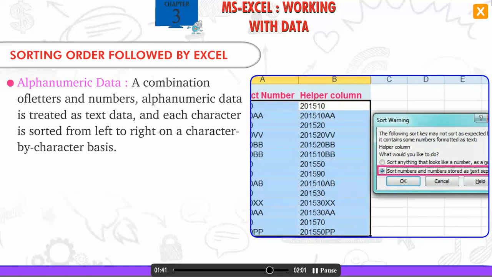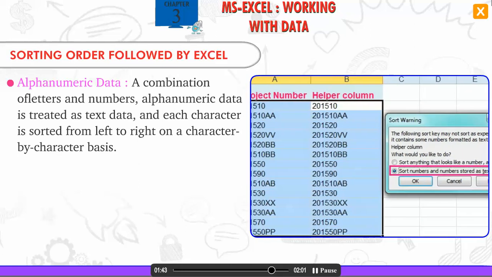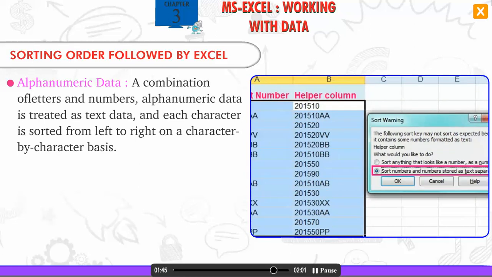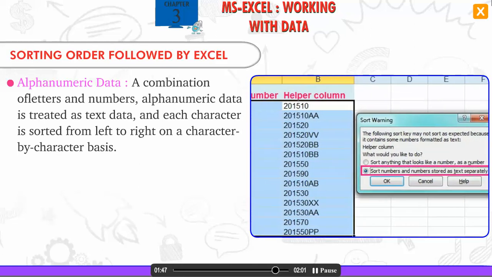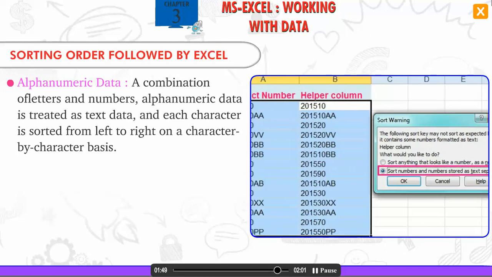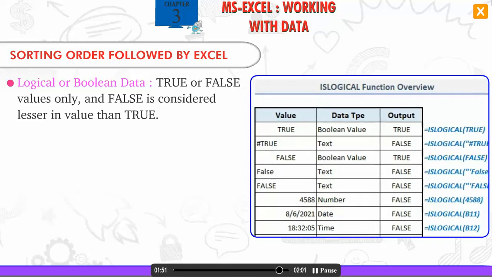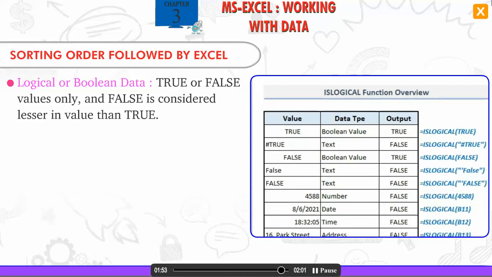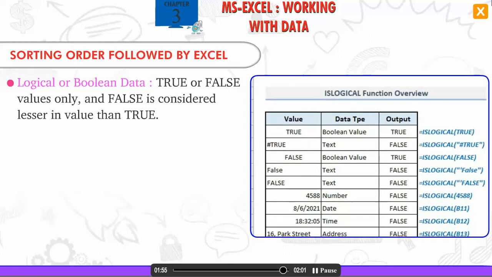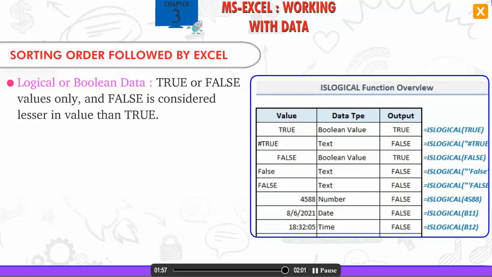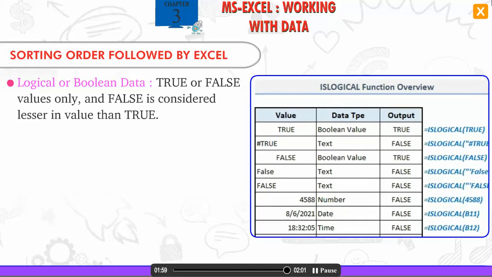Alphanumeric data is treated as text data and each character is sorted from left to right on a character by character basis. Logical or Boolean data. True or false values only, and false is considered lesser in value than true.